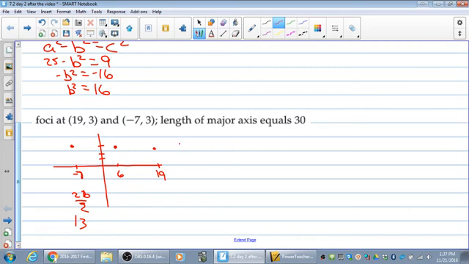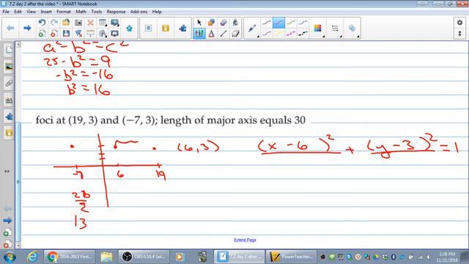6, 3. We have (x plus) squared plus (y minus) squared equals 1. We can write that much in right away, right? Well, we figured out where the center is. That's at 6, 3. So -6, -3. Now that 13, that's C, 13.